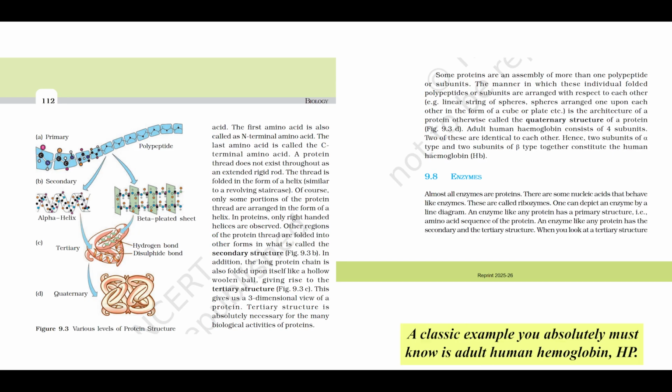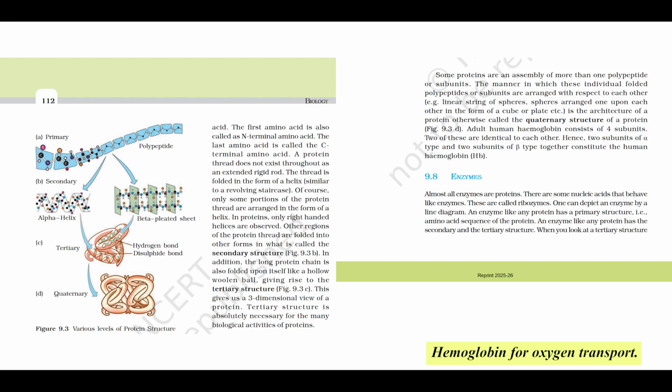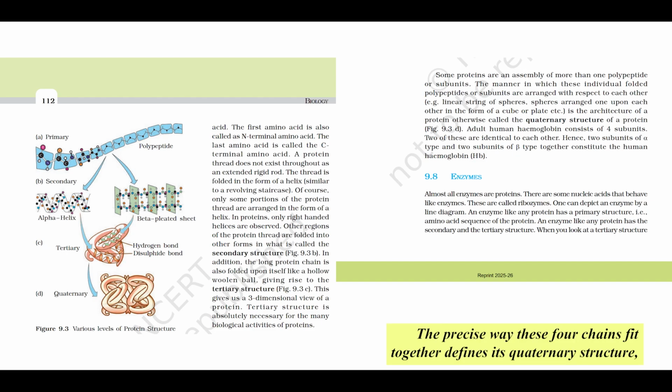A classic example you absolutely must know is adult human hemoglobin, HB. Hemoglobin for oxygen transport. Right. Hemoglobin is made of 4 subunits, 2 identical alpha subunits and 2 identical beta subunits. The precise way these 4 chains fit together defines its quaternary structure, and this specific arrangement is crucial for its ability to bind and release oxygen efficiently. Many complex biological functions rely on these multi-subunit quaternary structures.